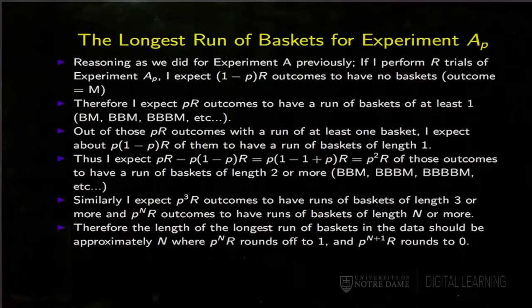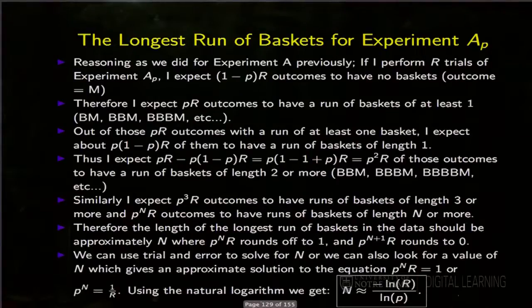So therefore, the length of the longest run of baskets in the data is going to be that number n, where p to the n times R rounds off to 1. So I expect one outcome to have a run of baskets of length n, and p to the n plus 1 times R rounds to 0. So I expect no outcomes to have a run of baskets of length n plus 1 or more.